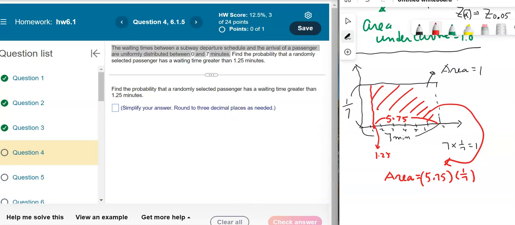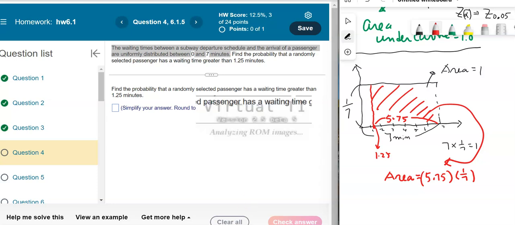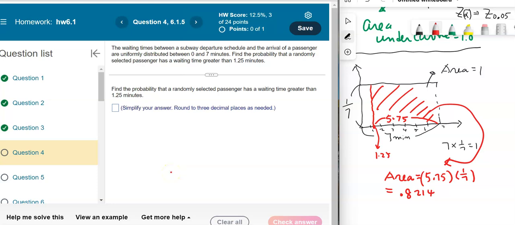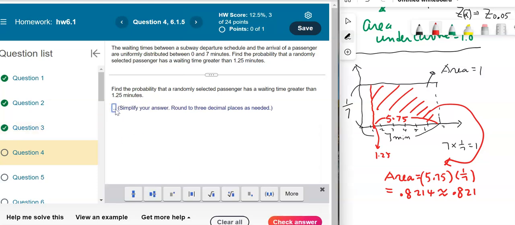So from the calculator, I'm going to clear that, 5.75 times 1 over 7, 1 divided by 7. So you get that area is 0.8214. They want you to round to 3 decimals, so 0.821. That's the area, 0.821. Okay.